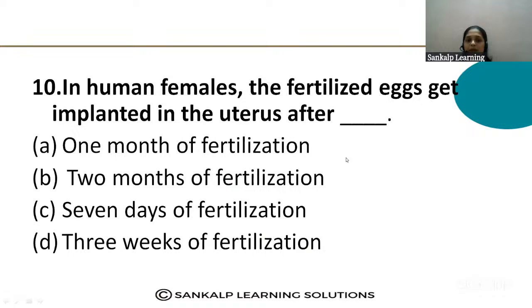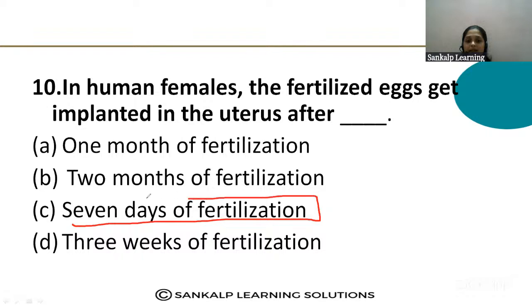In human females, the fertilized eggs get implanted in the uterus after how many days? If the egg is fertilized with the sperm and forms the zygote, the zygote should move to the uterus for implantation. So within how many days will it take place? Within 7 days of the fertilization.